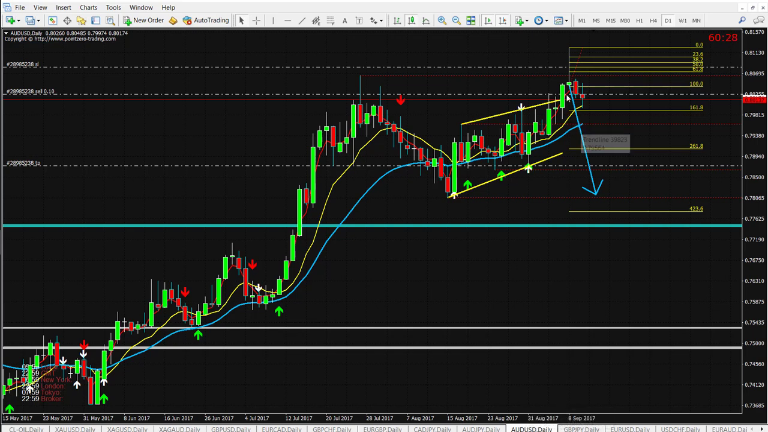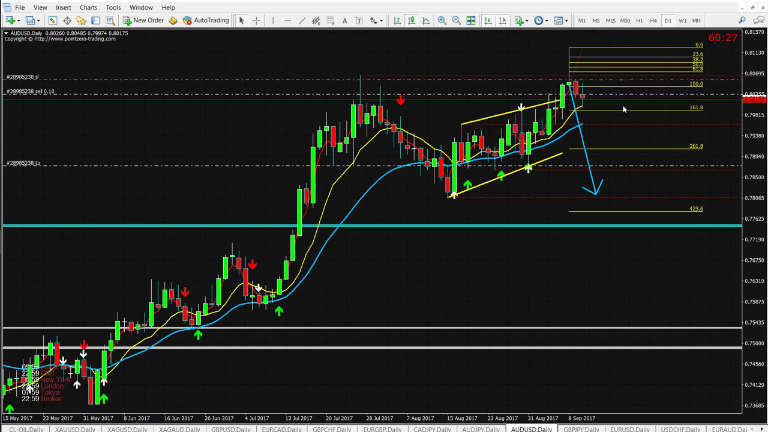AUDUSD is the same. We had this big pin bar here. I had a position sell. It's a little bit into profit. I just tank my target a little bit, and yeah, this one is good, looks good so far.